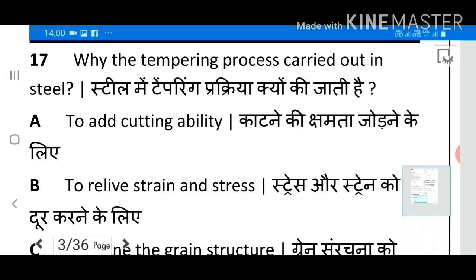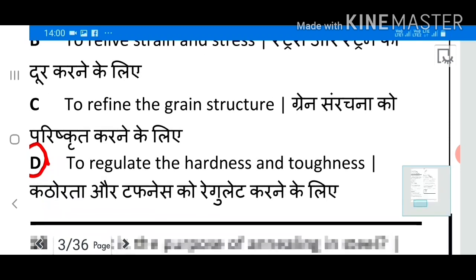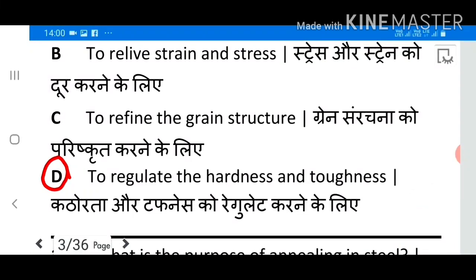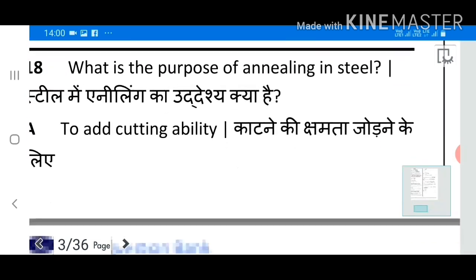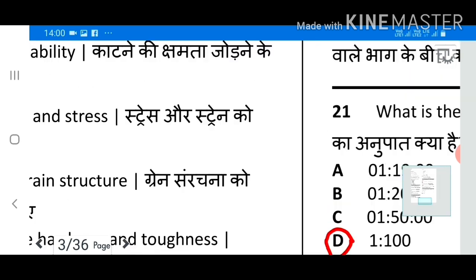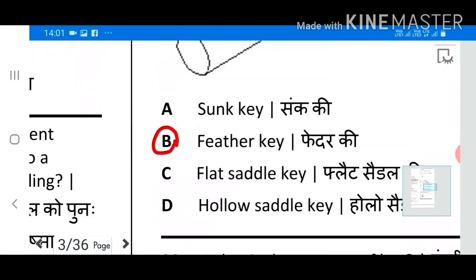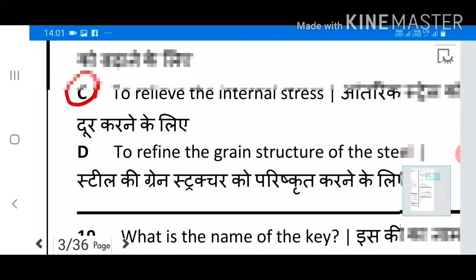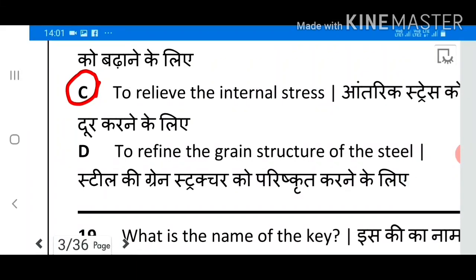17. Why is the tempering process carried out in steel? Answer D. To regulate the hardness and toughness. 18. What is the purpose of annealing in steel? Answer C. To relieve the internal stress.